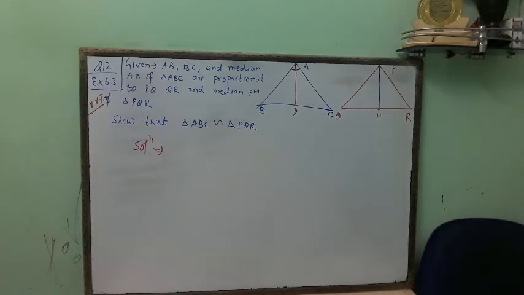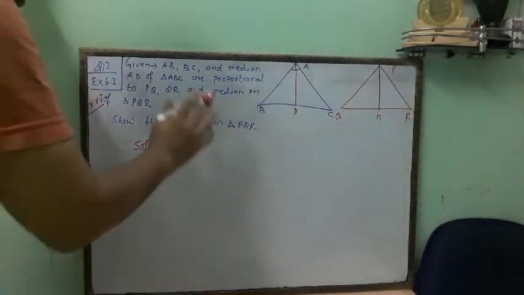Now student, this is question number 12. This is an important question, that's why I have written VVI. It is given that AB, BC and median AD of triangle ABC are proportional to PQ, QR and median PM of triangle PQR. We have to prove that triangle ABC is similar to triangle PQR. So we will just do this one.